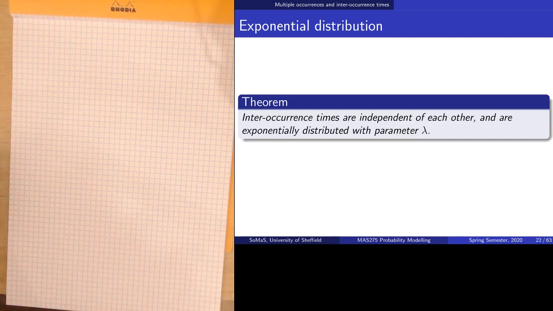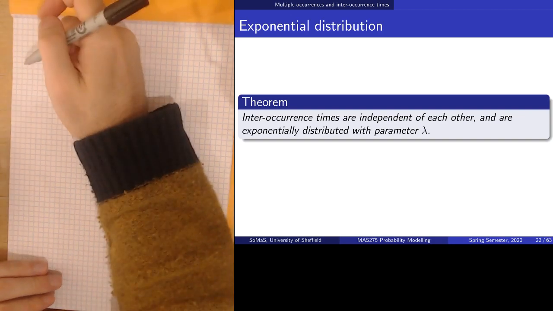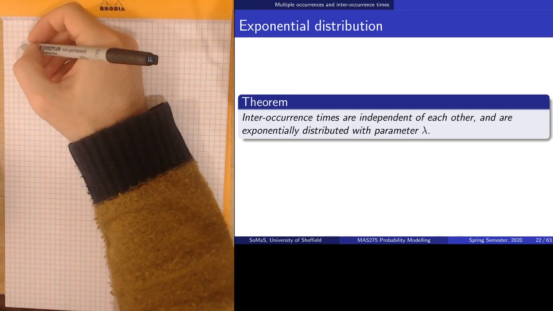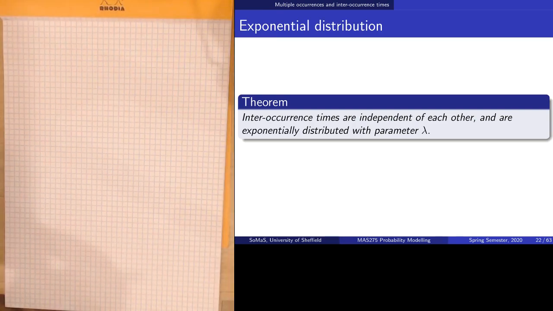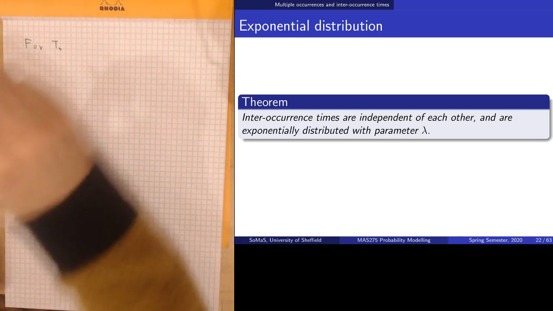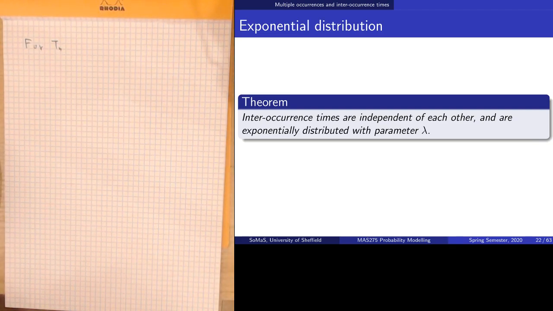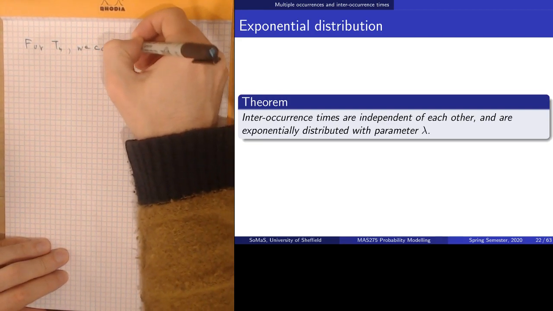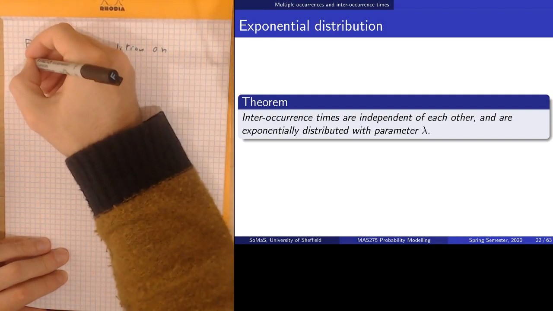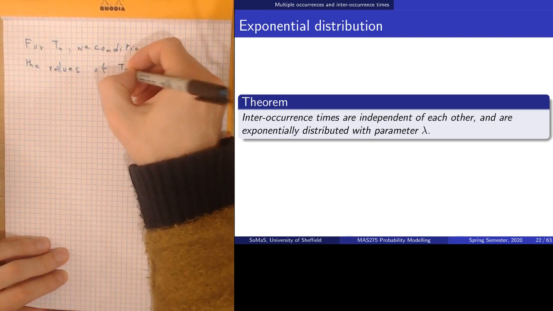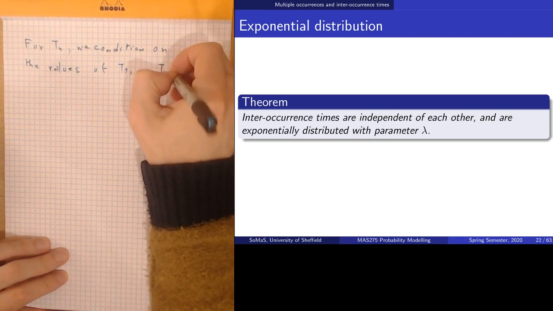Of course, we want Tn for all n, and we want the independence. So how are we going to do this? For Tn, we will condition on the past. So we condition on the values of the previous ones, T1 through T_(n-1).